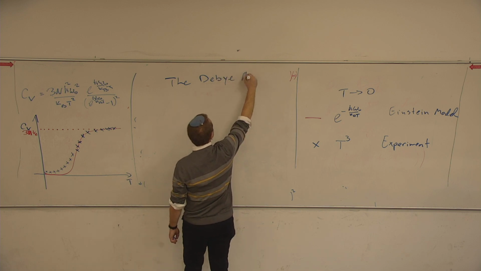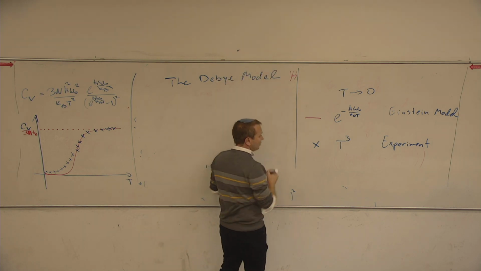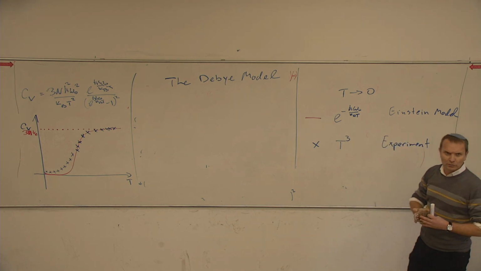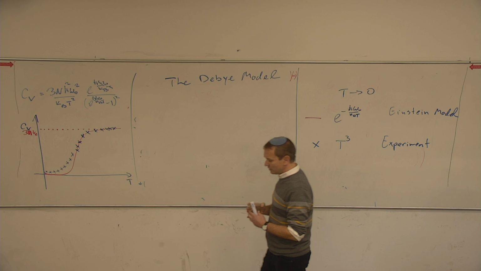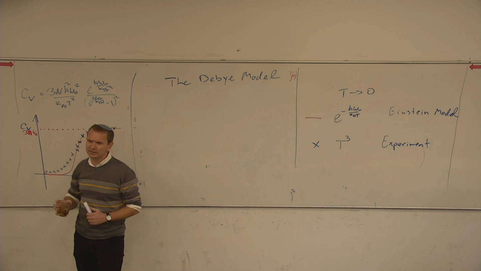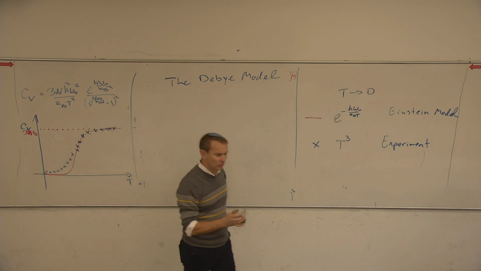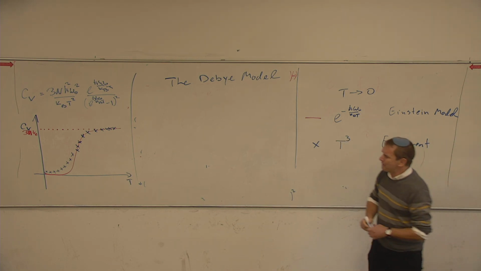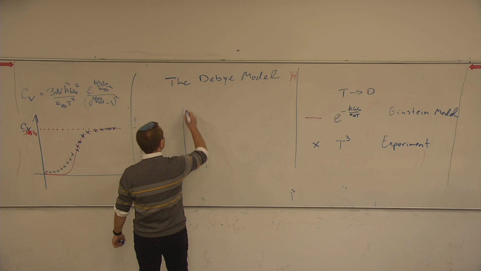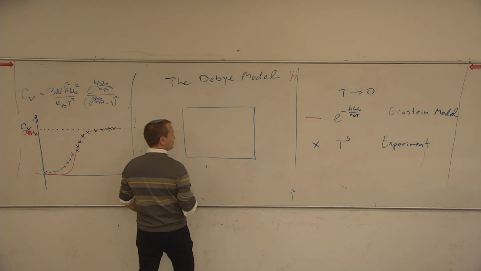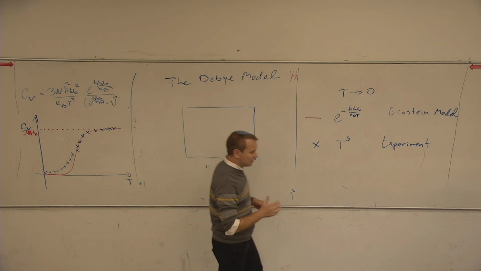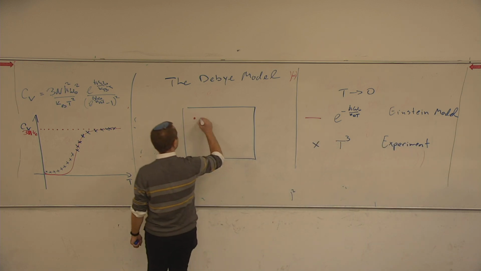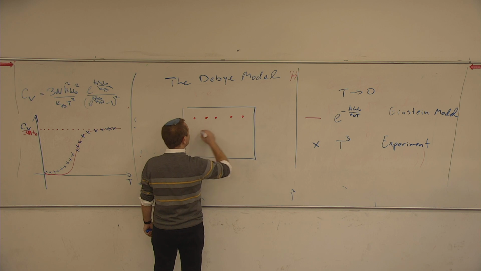Debye model. Now, Debye knew that Einstein was a brilliant man, so he started from the point where Einstein started, but he said, well, he oversimplified. I have to correct this somehow. So if we plot again this idea of Einstein, that we have a solid, and inside the solid, we have a lot of particles.